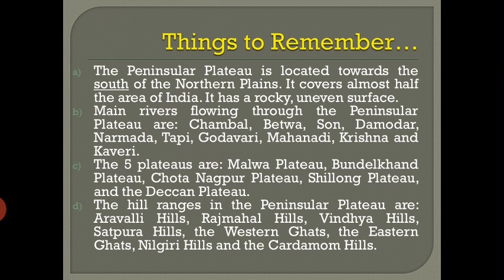So we can see here things to remember. The peninsular plateau is located towards the south of the northern plains. It covers almost half the area of India and it has a rocky, uneven surface. Main rivers flowing through the peninsular plateau are Chambal, Betwa, Son, Damodar, Narmada, Tapi, Godavari, Mahanadi, Krishna, and Kaveri.